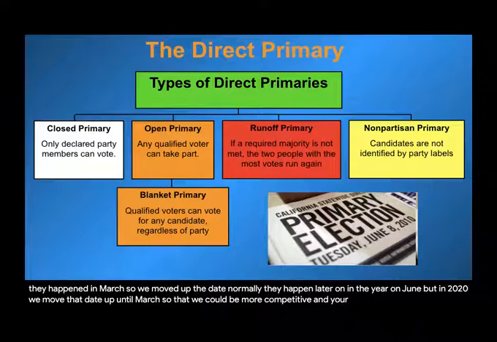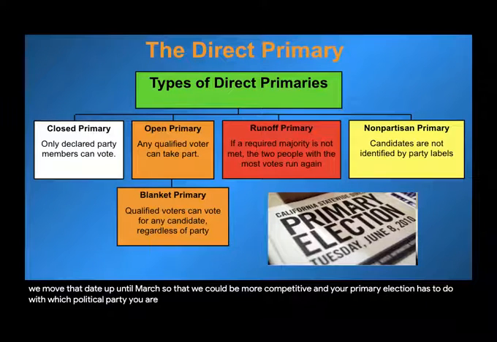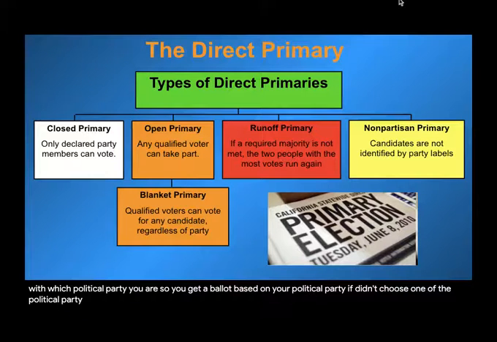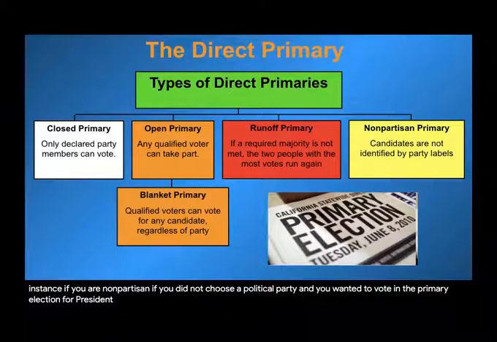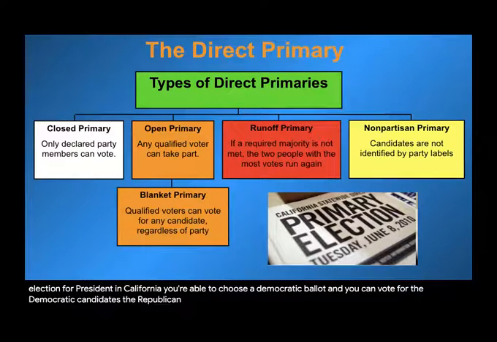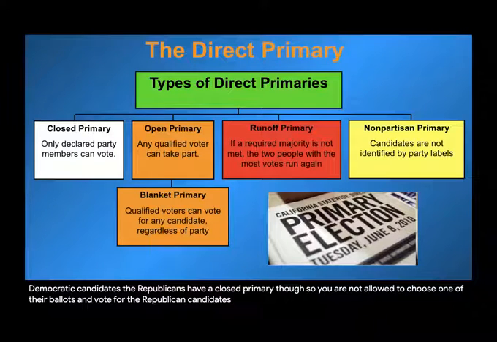And your primary election has to do with which political party you are. So you get a ballot based on your political party. If you did not sign up for a political party, then you can get a ballot depending on which political parties are open. So, for instance, if you were nonpartisan and you wanted to vote in the primary election for president, in California, you're able to choose a Democratic ballot and you can vote for the Democratic candidates. The Republicans have a closed primary, though, so you are not allowed to choose one of their ballots and vote for the Republican candidates. So it all depends on which party and which state you're living in, how the primaries work.